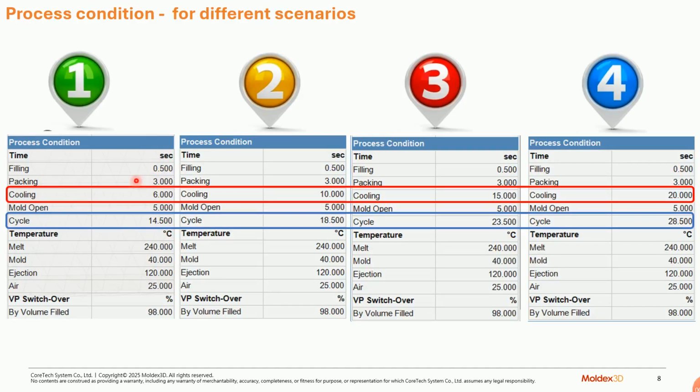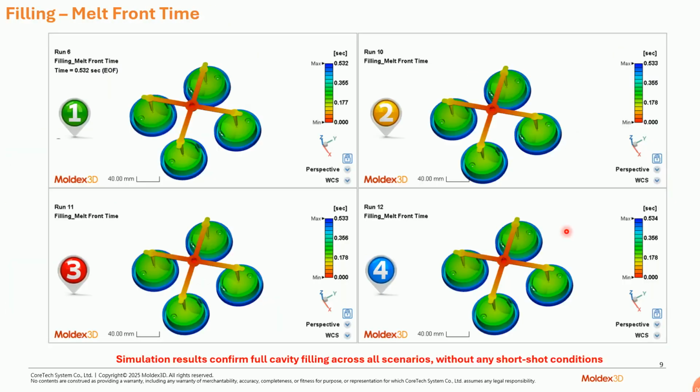You can see here the filling time, where the software recommends 0.5 seconds, packing time 3 seconds, cooling time 6 seconds, mold open, mold closing and ejection all together 5 seconds, and cycle time 14.5 seconds. Further, it suggests a melt temperature of 240 degrees Celsius and a mold temperature of 40 degrees Celsius. This is the default scenario given by the MOLDEX 3D solver. Further, we want to do multiple iterations. That's the reason we decided to change the cooling time from 6 seconds to 10, 15, and 20. So let me check the results in the upcoming slides.